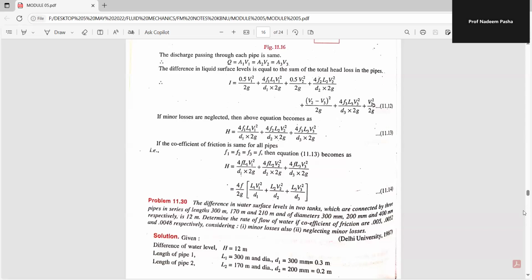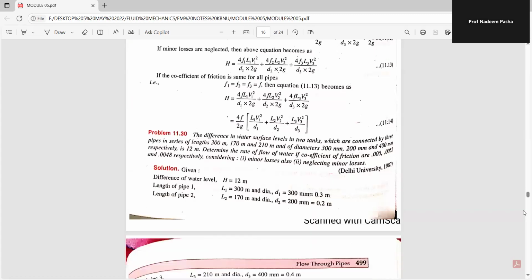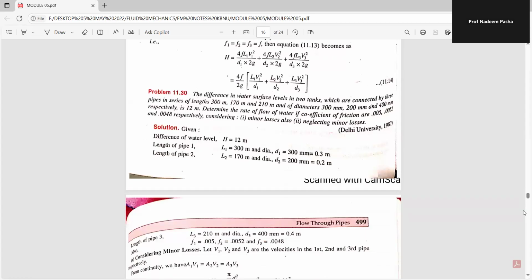The difference in water surface level in two tanks, which are connected by three pipes in series of lengths 300 meter, 170 meter and 200 meter and of diameters 300 mm, 200 mm and 400 mm respectively, is 12 meter. Capital H is given to you. What you need to calculate is to determine the rate of flow of water. The coefficient of friction is also given to you. Minor losses are to be considered and then neglected. So what is given to you? The difference of water level, capital H, is given as 12 meter.